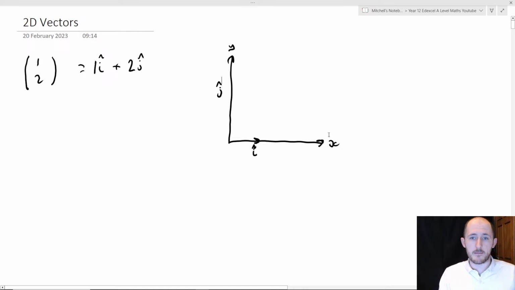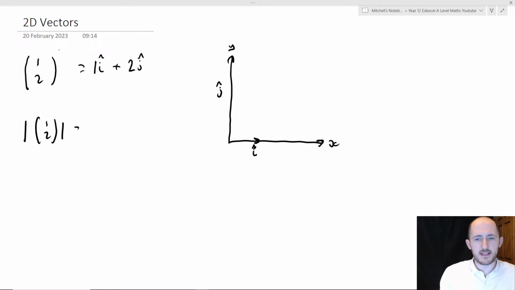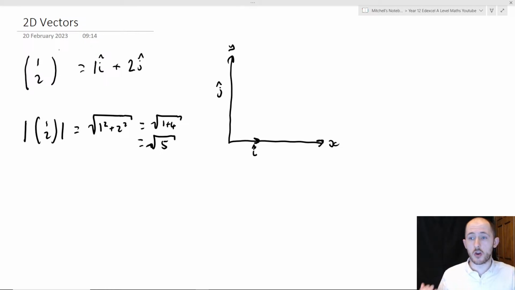We also need to know how to work out the magnitude of a vector. So, for example, if I wanted to find the magnitude of this vector here, I'll just put it in brackets, you basically just use Pythagoras' theorem on it. So you do 1 squared plus 2 squared, which is square root of 1 plus 4, which is root 5. And the reason why this is important is, if you remember in mechanics, we talk about a lot of vectors. For example, velocity, acceleration, displacement.